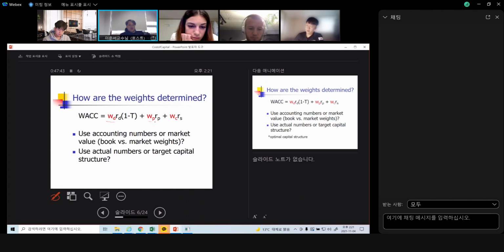Let's take a look at the weight first. This is the weight to raise funds by using debt, the weight to raise funds by using preferred stock, and the weight to raise funds by using common equity. Then, which number can be used? Accounting number and market value. This means the same question: book value or market weight? Which one is more relevant information?